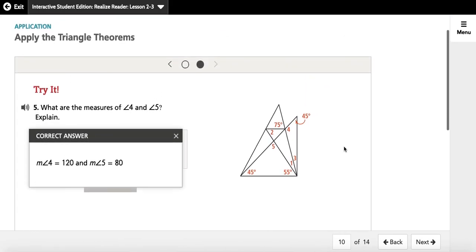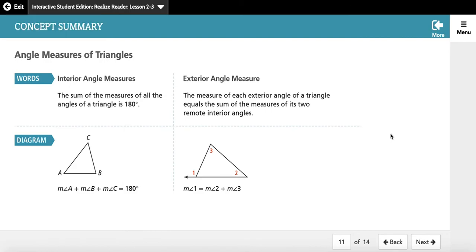This is the last example for the lesson, so let me do a summary page. In words, we learned about interior angle measures. The sum of the interior angles add up to 180. There's a diagram to show it. And the exterior angle measure equals the sum of the two remote interior angles. Those are the two things we learned in this lesson.